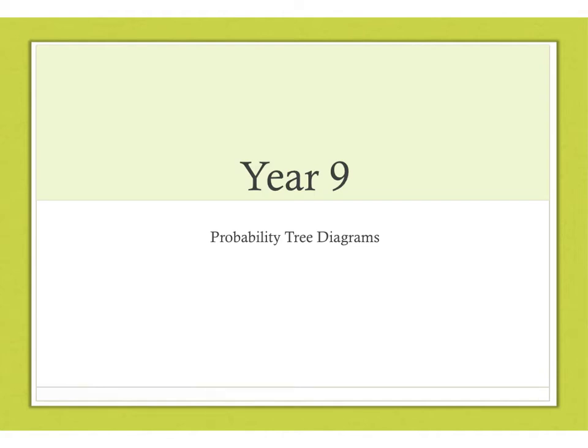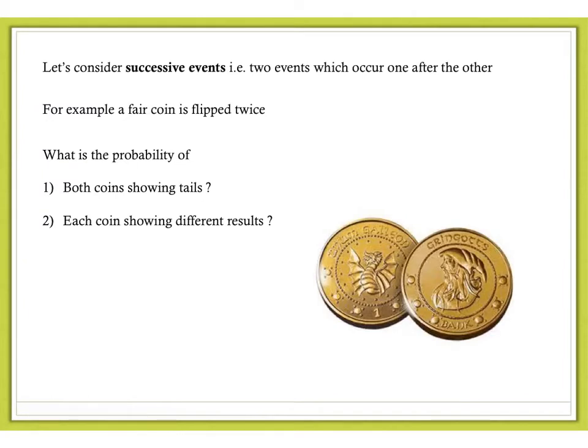Year 9 probability tree diagrams. Let's consider successive events, i.e. two events which occur one after the other. For example, we flip a fair coin twice. What is the probability of both coins showing tails? What is the probability of each coin showing different results?